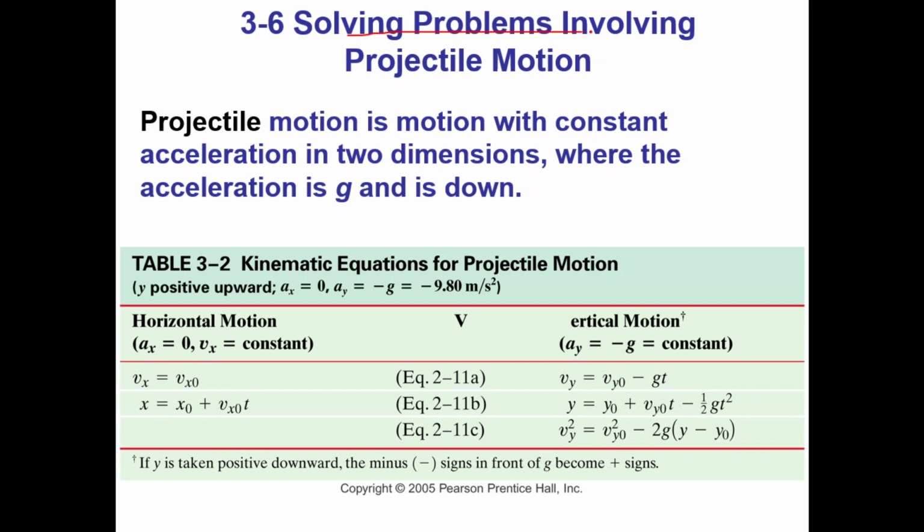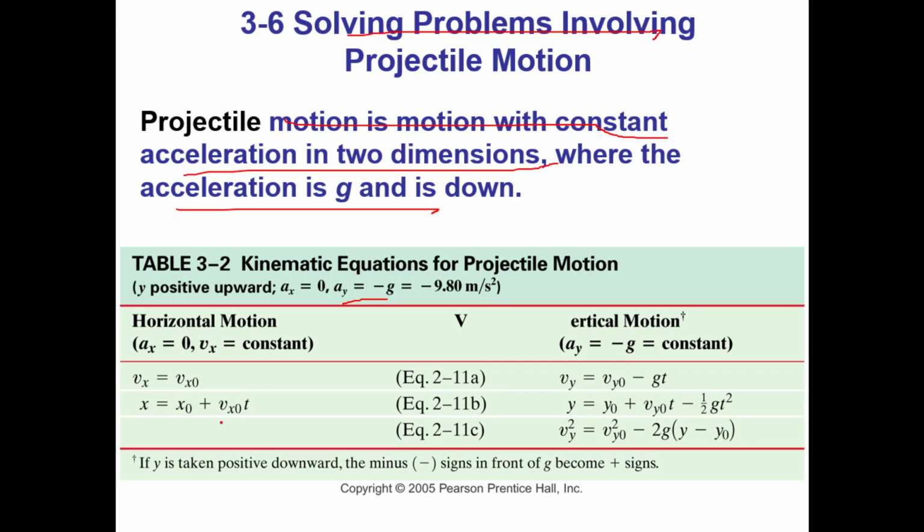Okay, you have to solve problems involving projectile motion. Projectile motion is motion with constant acceleration in two dimensions, where the acceleration is g and is down. Here is a table of equations for projectile motion. Y is positive upward, ax is equal to 0, and ay is negative g, or 9.8 meters per second squared. Horizontal motion is ax equal to 0, vx is constant.